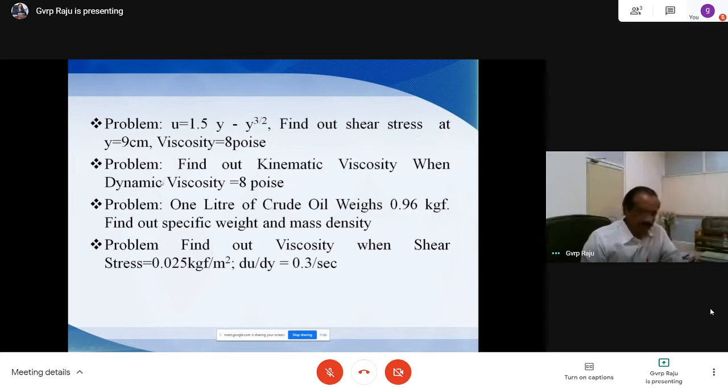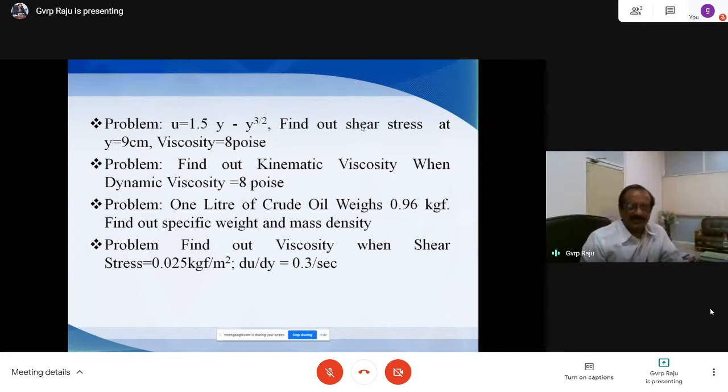And the second problem: find out the kinematic viscosity when the dynamic viscosity is 8 poise. Very simple problem. It is required to know the relation between kinematic viscosity and dynamic viscosity. So nu is equal to mu by rho. Kinematic viscosity is equal to dynamic viscosity by mass density. Mass density is mass per volume. So mass density for water at 4 degrees centigrade is equal to 1000 kg per meter cube, or 102 metric slugs per meter cube, or 1 gram per cc. Remember the conversion and the standard values.